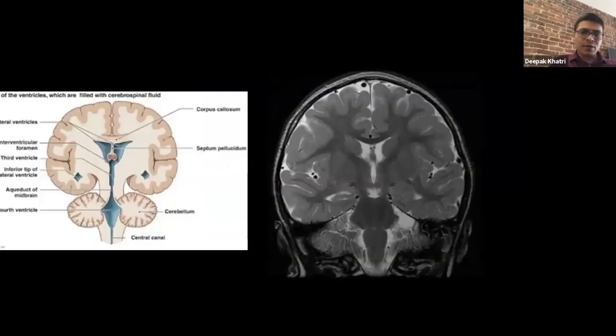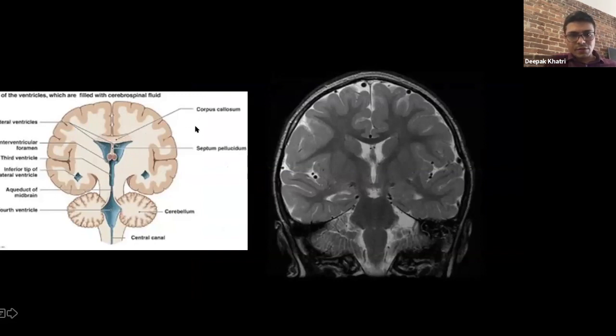Now I want all of you to understand the correlation between how to read the radiological images and the anatomy. So I have put these two pictures to correlate. This is a coronal section, when we divide the brain into two equal halves, either into anterior and posterior halves. So this is a coronal section where you can see the important structures.